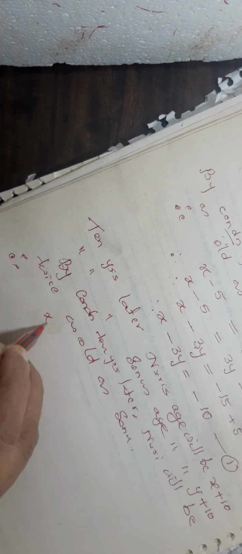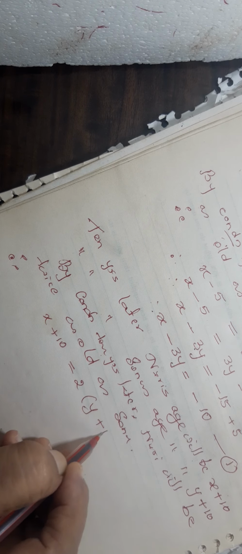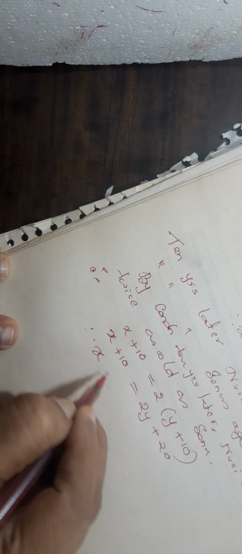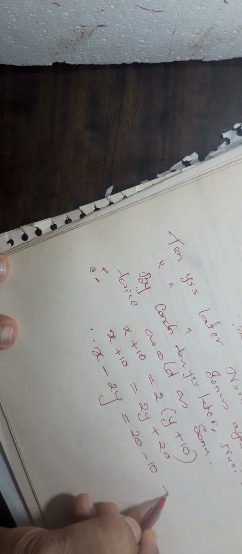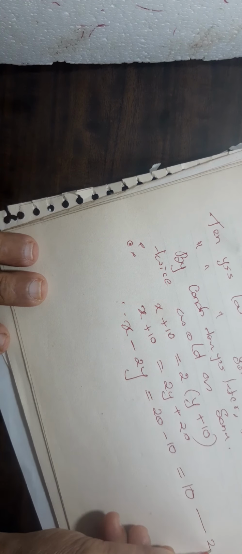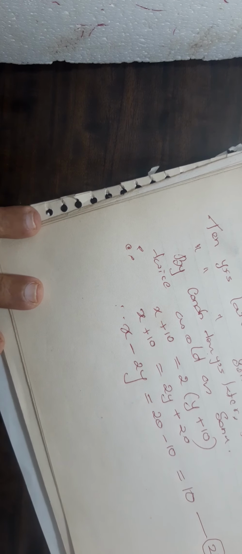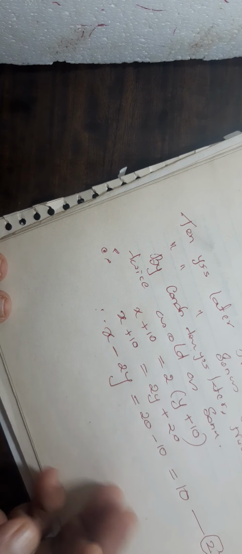We have to try to get the equation now. So x plus 10 will be equal to 2 times of y plus 10. So x plus 10 is equal to 2y plus 20. Therefore, x minus 2y is equal to 20 minus 10, which is equal to 10. So this is the second condition. Okay, children? Now what you should do? You have to solve 1 and 2.